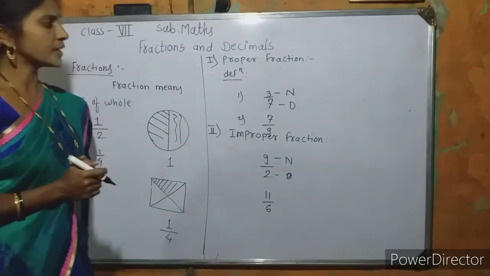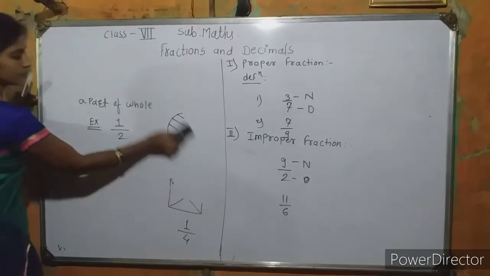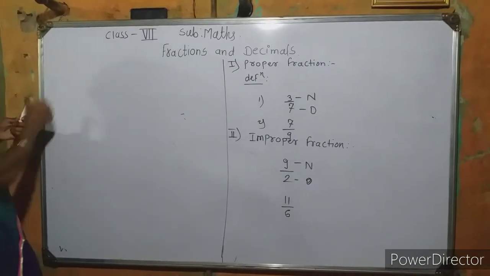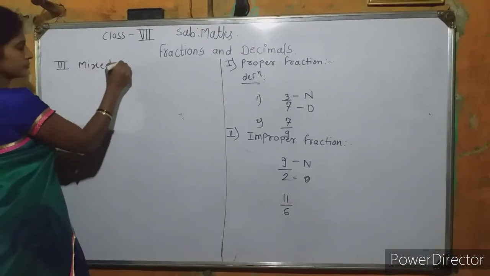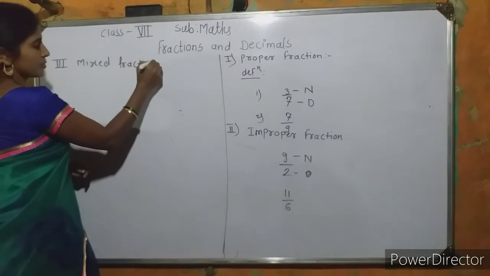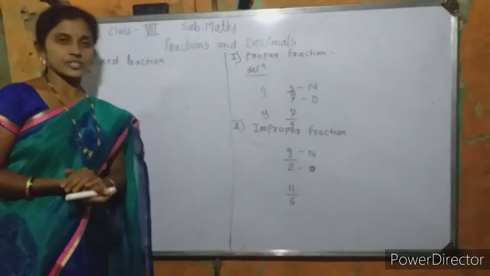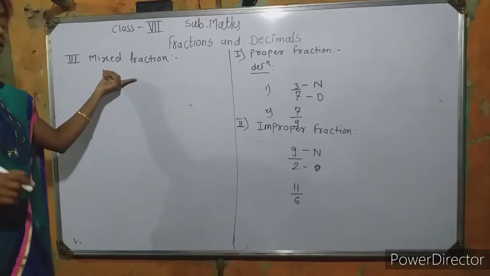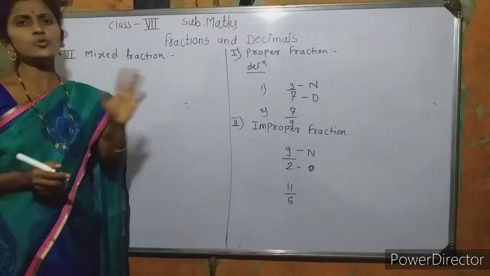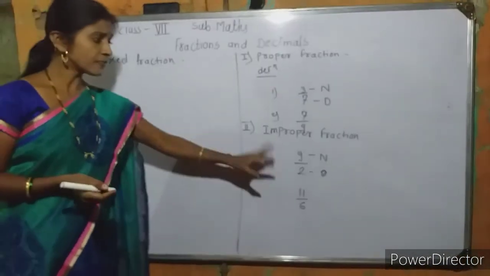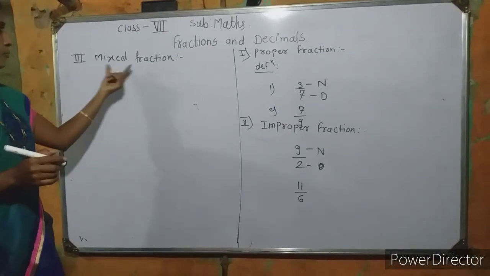These two points are completed, and now the third point is mixed fraction. Mixed fraction means a combination of a whole number and a fraction. See here once again, the definition of mixed fraction is the combination of a whole number and a fraction. It is called a mixed fraction.